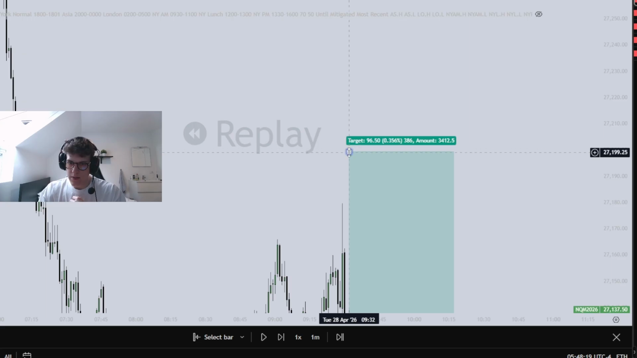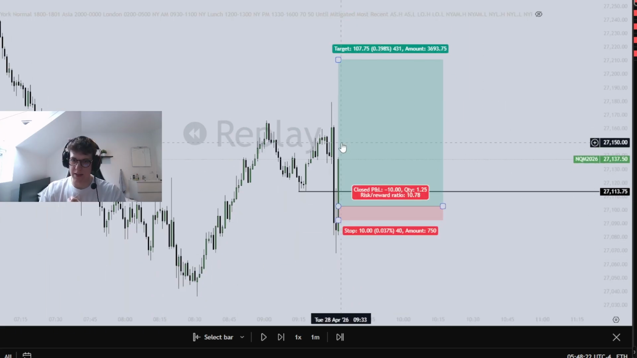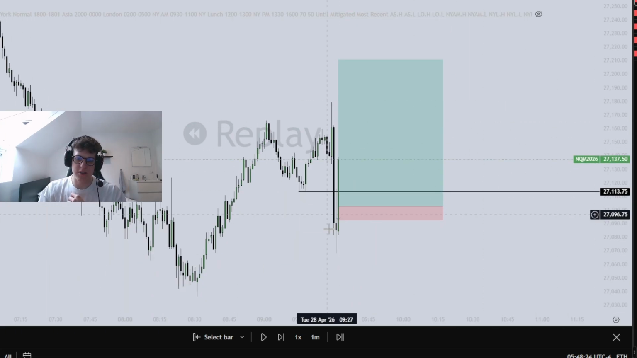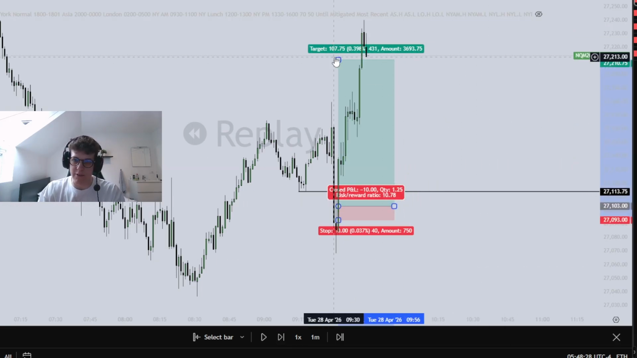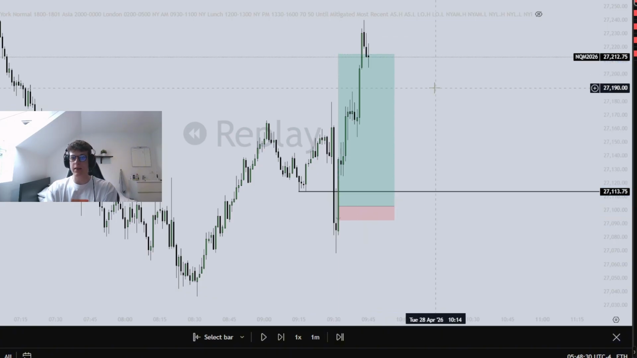11R. Something like this. I targeted something like this. Let's see how that plays out. And bang, that's full TP hit for 11R. Yeah, pretty nice day. Pretty easy day as well for me.